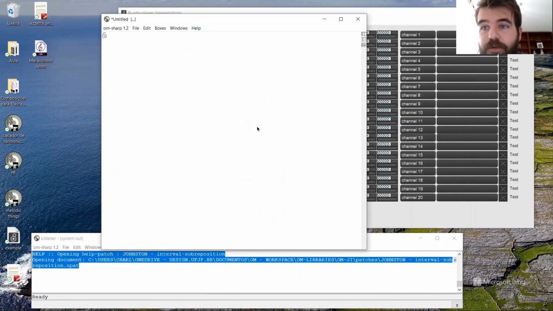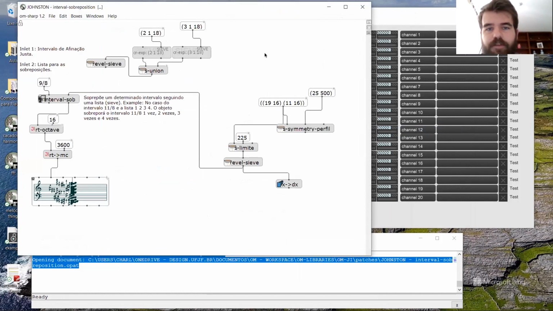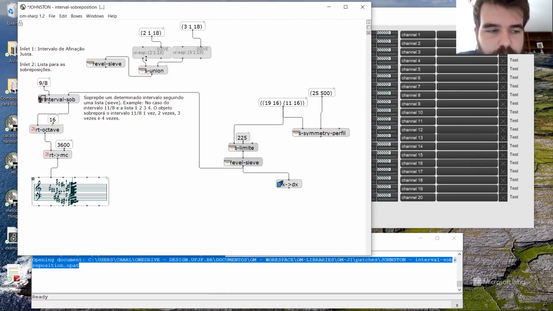So now we have the interval superposition. This is an important object for me because it will work with the construction of spectral models to change timbres of the SG files. So here we have three objects of the library OM-Sieves that are part of my MA2. I work with putting together the sieves of Xenakis and just intonation. So here we have some objects.